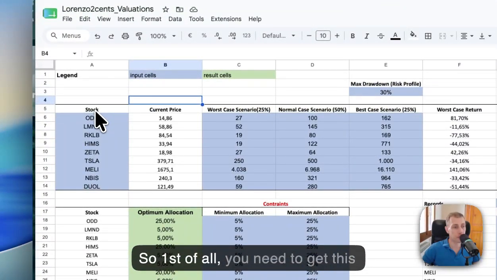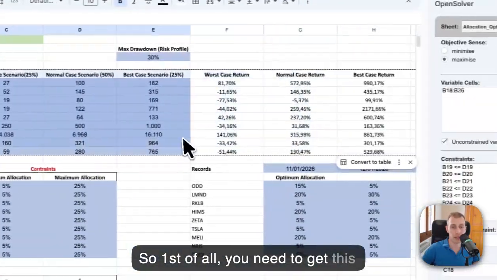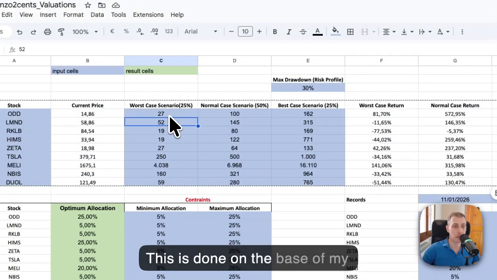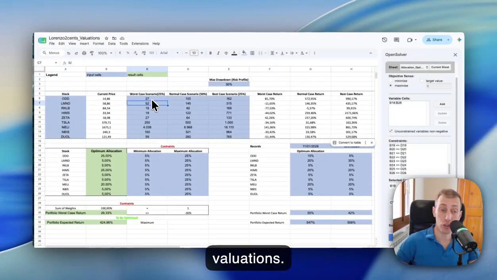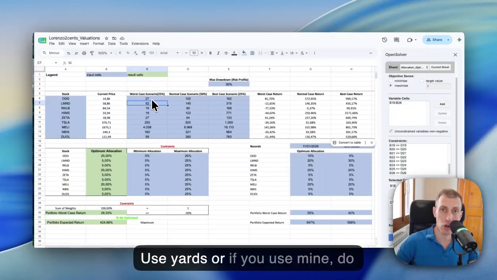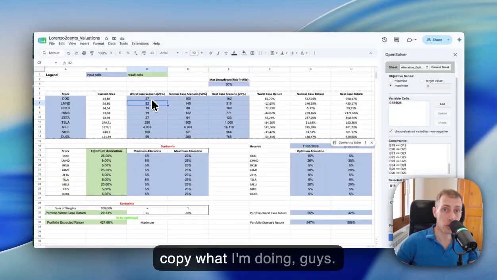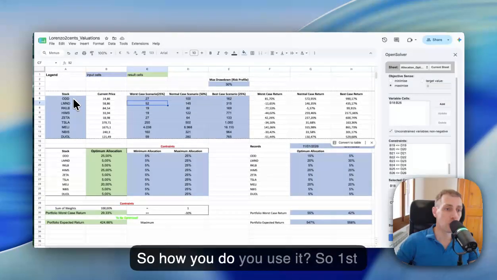So first of all, you need to get this done. This is done on the base of my valuations. Use yours, or if you use mine, do your own due diligence, right? Do not copy what I'm doing, guys. Do your own research.